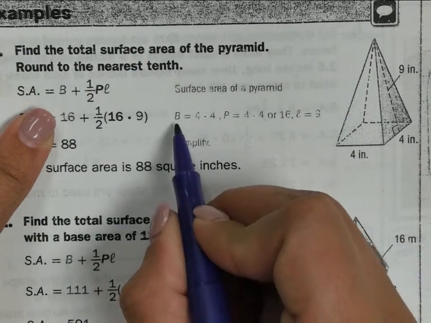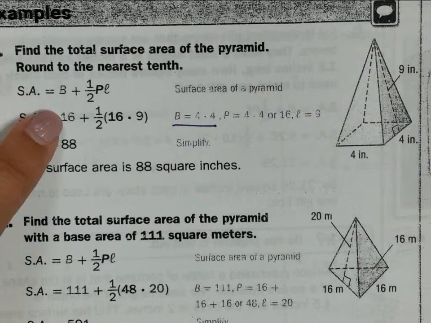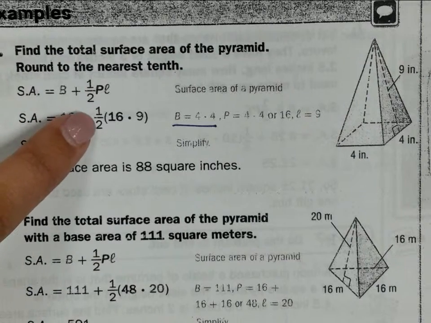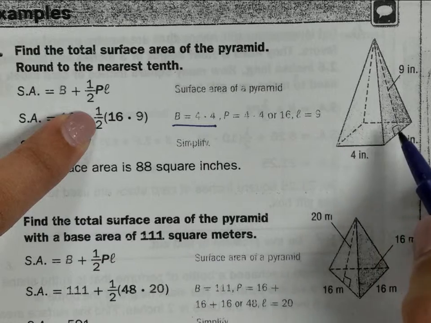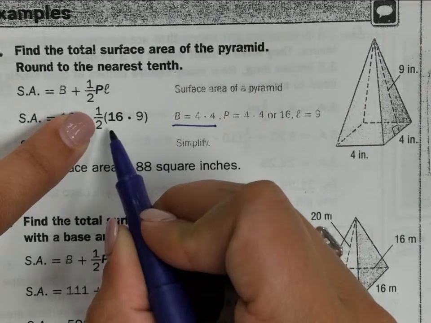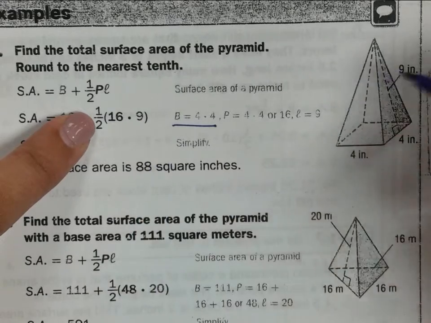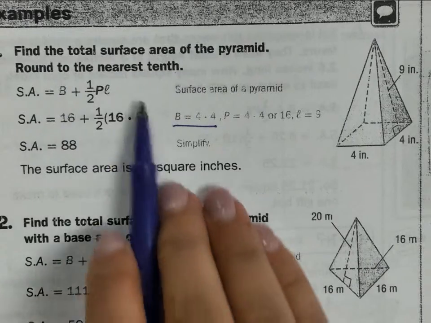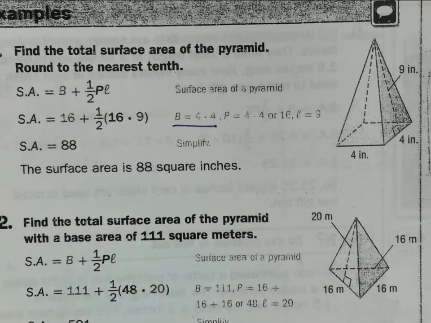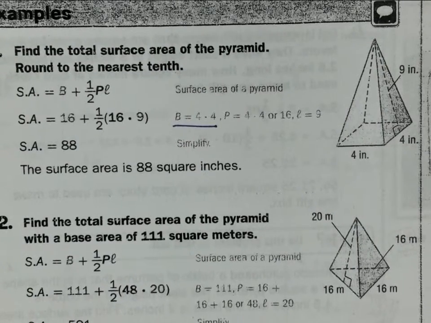Length times width. So capital B is 4 times 4, which is 16. Plus 1/2 times capital P. How do I find capital P again? Add all the sides. If this is 4, all these sides are 4, so 4 plus 4 plus 4 plus 4 gives me 16, times my slant height, which is right here, 9. Then you multiply over here first and add that to the area of the base. You get 88 square inches. This is area, so we are still in square units.